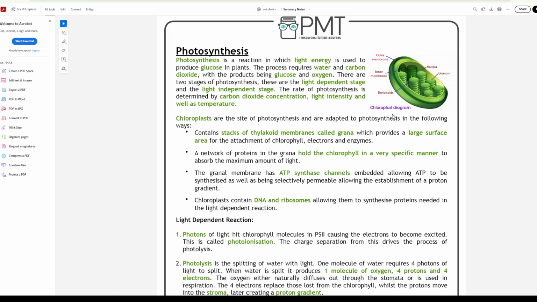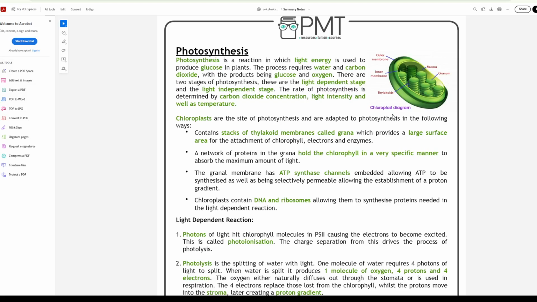Okay, so I have some notes here on photosynthesis, so I'm going to read through them. Photosynthesis is a reaction in which light energy is used to produce glucose in plants. This process requires water and carbon dioxide, sorry, I don't know why I said that, with the products being glucose and oxygen, of course.